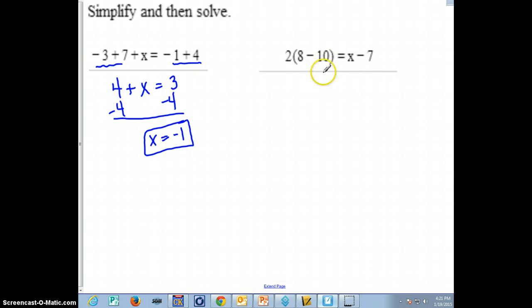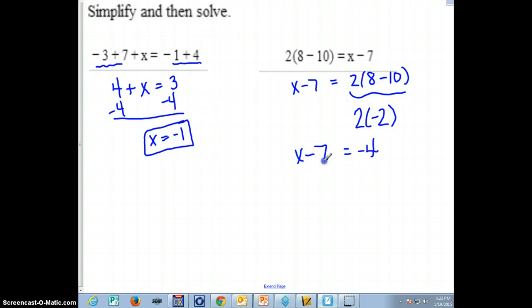Okay, now, in this one, the letter comes second, so I would probably change that, just flip them around. And then I would simplify this. Okay, I know that inside here 8 minus 10 is going to be negative 2. And if I do 2 times negative 2, it's going to be negative 4. And then I would bring the rest of the problem down. To get x by itself, I'd have to get rid of minus 7, which means I would add 7 to both sides. So I'm going to end up with 3.